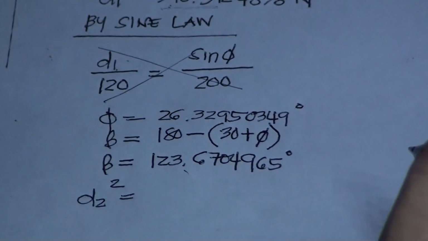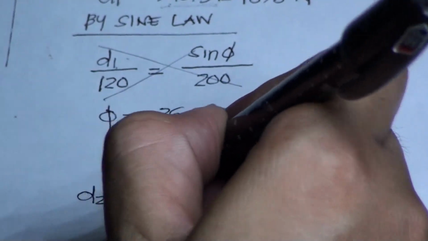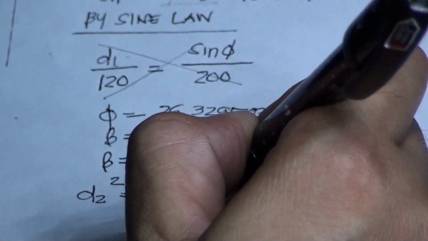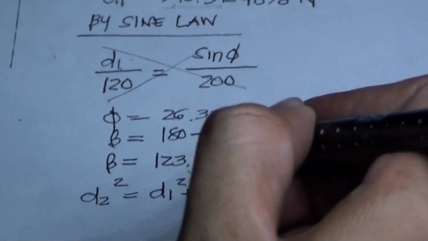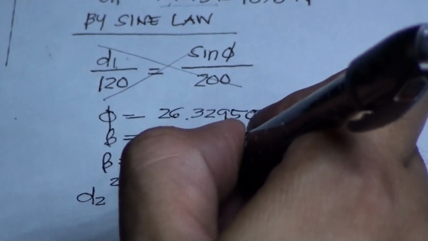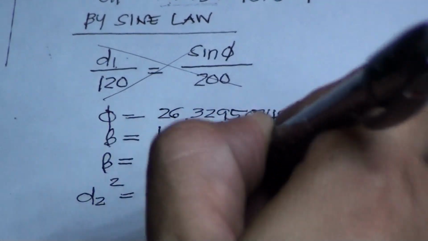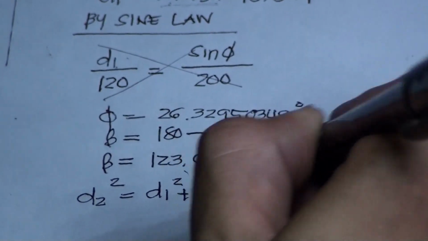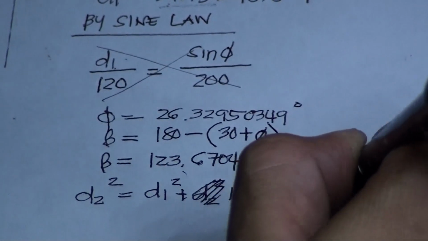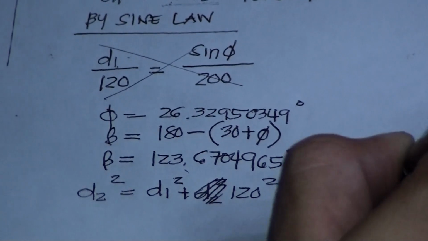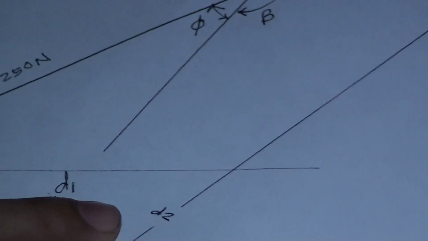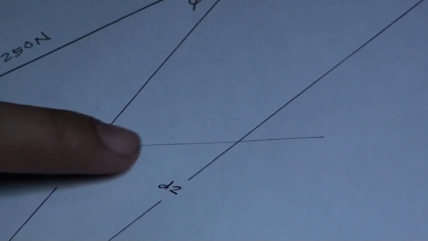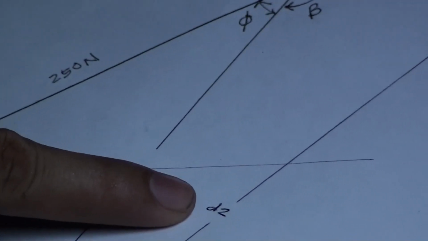equals D sub 1 squared plus 120 squared minus 2 D sub 1 times 120 cosine opposite to D sub 2. Take note, opposite to that D sub 2 is beta.